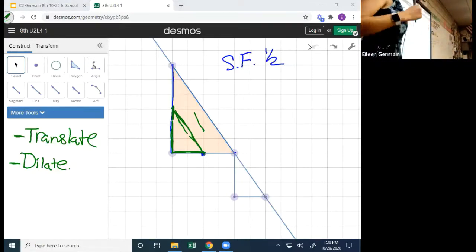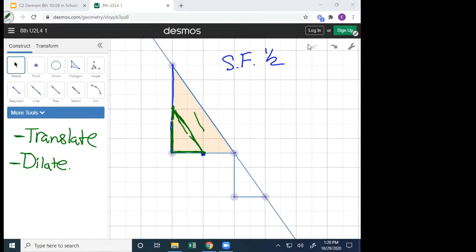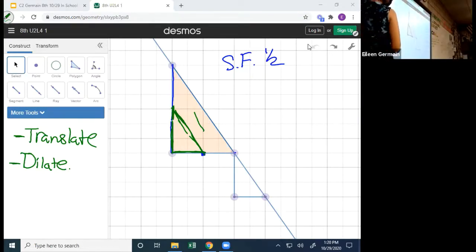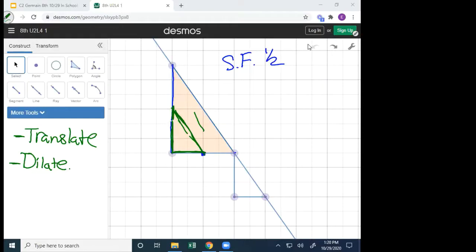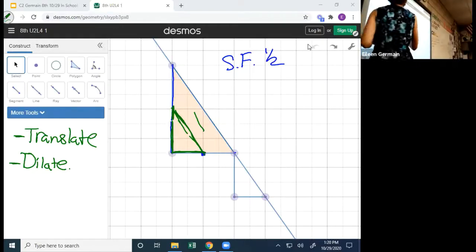So we would connect them to make this. This is what it would look like after my dilation by 1/2. So then what's my next move if I want it to fall on top of that small guy down below? Translate it. Landon, what direction would you translate it? Down and to the right. Down? How many would we translate down?